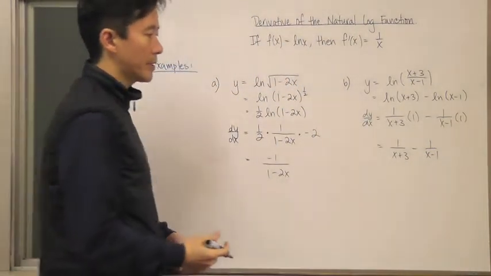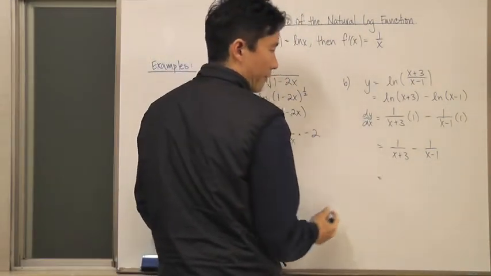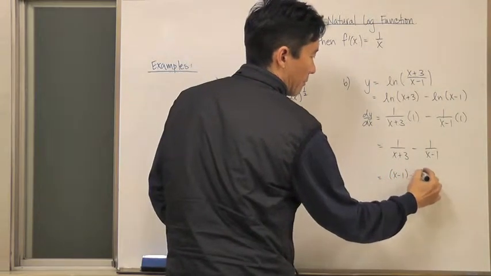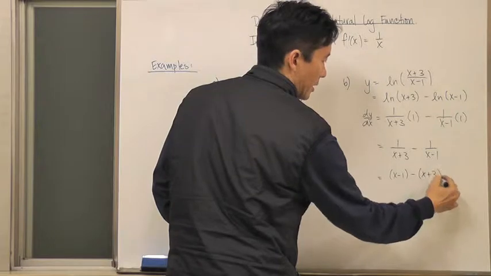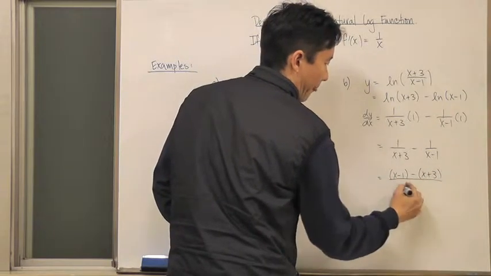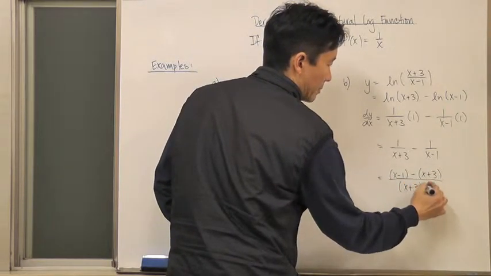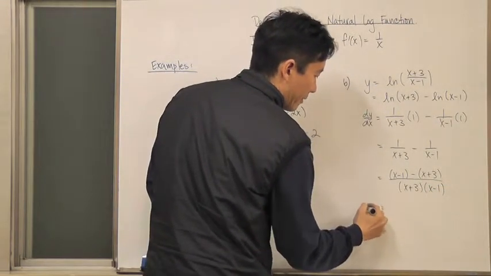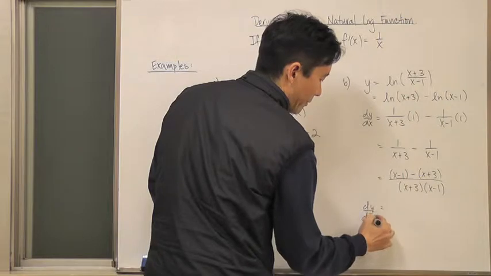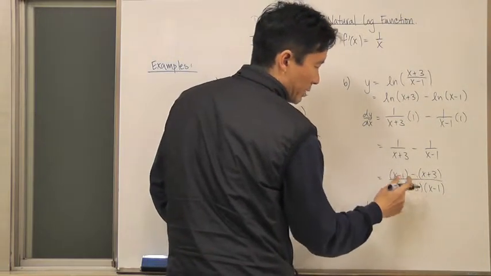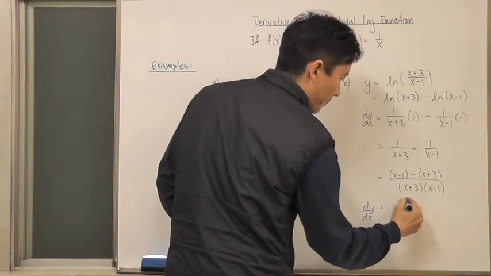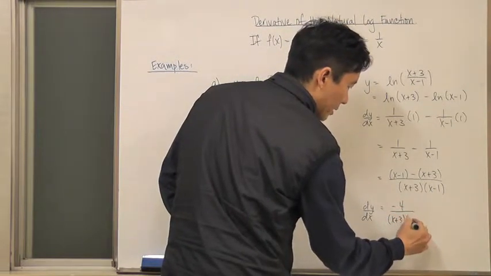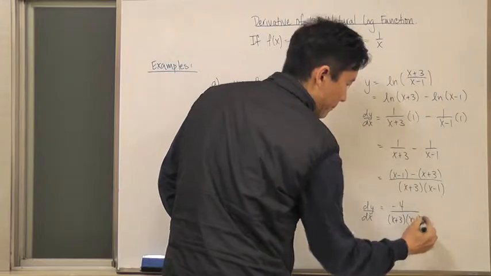Now, of course, if you wanted to simplify that into one fraction, that's just going to be x minus 1 minus x plus 3, all divided by x plus 3 times x minus 1. And if we wanted to simplify that even further, the final simplified form of dy/dx would just be equal to minus 4 divided by x plus 3 times x minus 1.